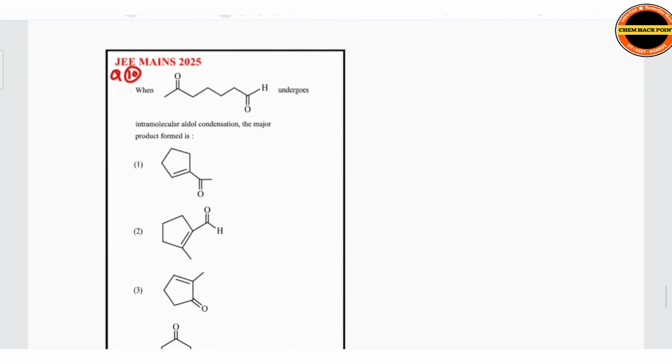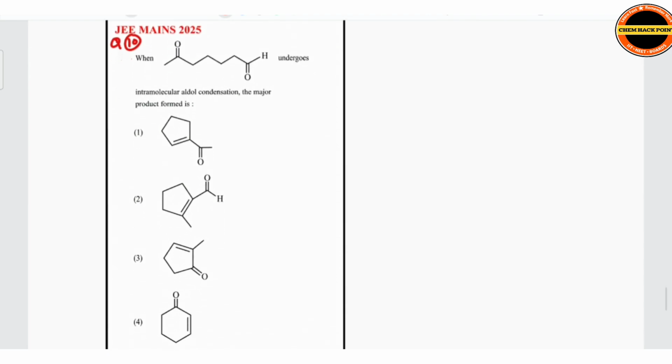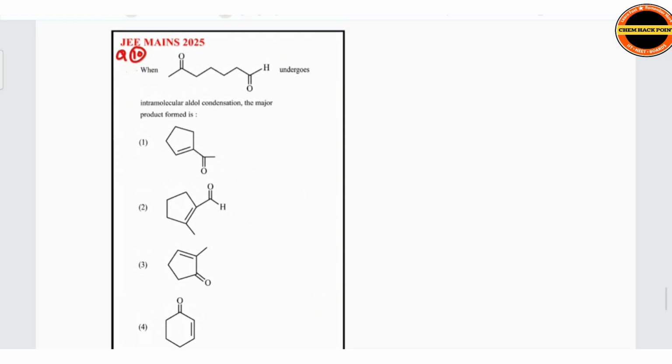Next, JEE Mains 2025 question. It is intramolecular aldol condensation. In intramolecular aldol condensation, what happens here? Whatever groups we are taking here, there is an aldehyde group as well as a ketone group. After addition, after intramolecular cyclization, ring formation occurs. First we remove hydrogen from here, and this will attack here, so ring formation is observed. According to this, the first option is the most suitable answer.